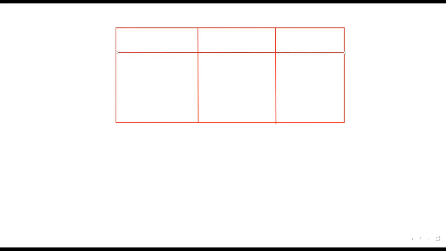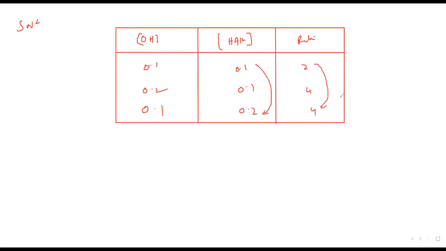Because we know that for SN2 the rate of the reaction depends on the presence of both molecules, like it depends on the concentration of OH and it also depends on the concentration of halogen alkane. So for example we have 0.1, 0.1 and the rate was, for example, 2. This we made 0.2, this is 0.1, so the rate will be double. And this we kept 0.1, this is 0.2, so the rate will also be 4. So it shows that when we double the concentration of halogen alkane, the rate is double. When we double the concentration of OH, the rate is also double. So the rate depends on the presence of both.